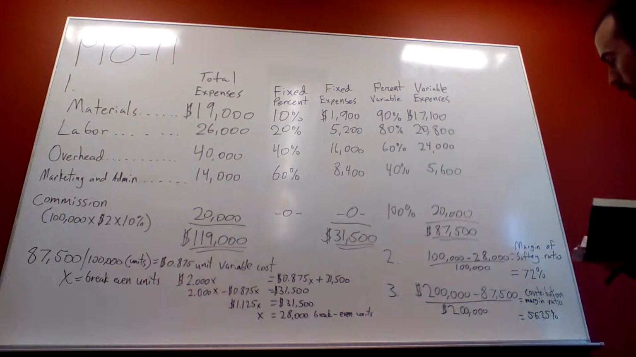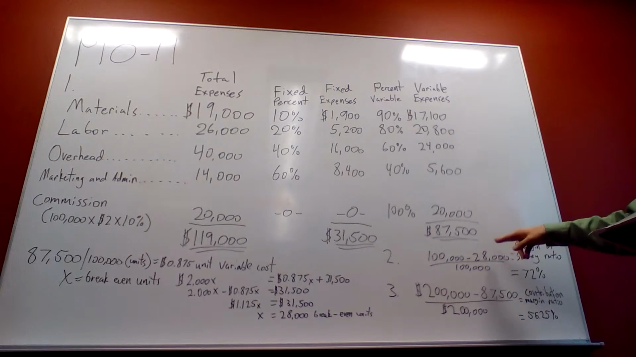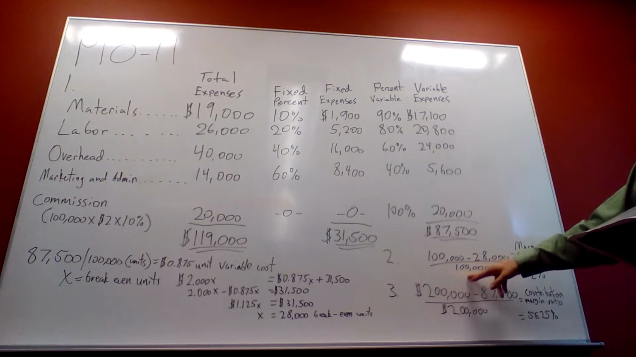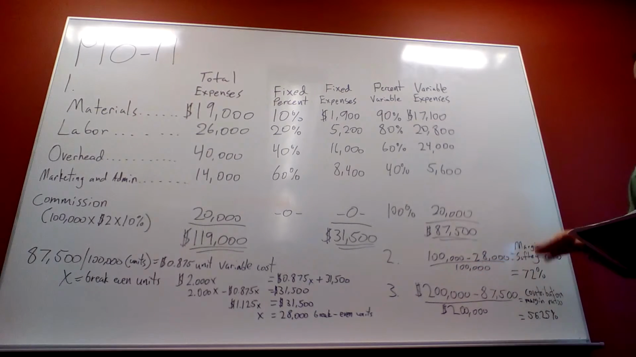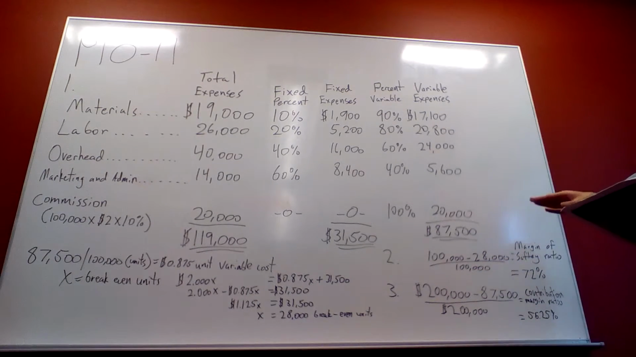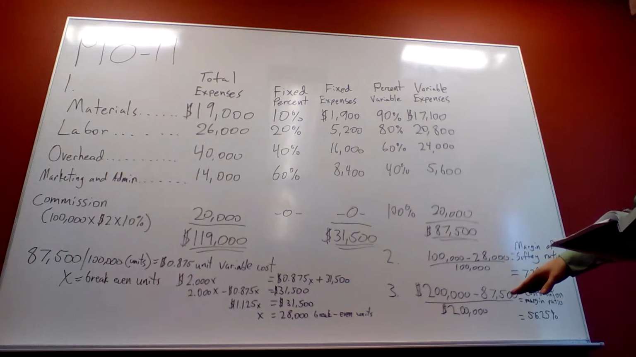Okay, and then for number two over here, this is the margin of safety ratio. The margin of safety ratio is the 100,000 units minus the 28,000 break even, divided by the 100,000 units again, which gives us 72%. 72% is how much our sales can drop before we break even. So we can lose 72% of our sales and still break even. That's what this margin of safety ratio means.